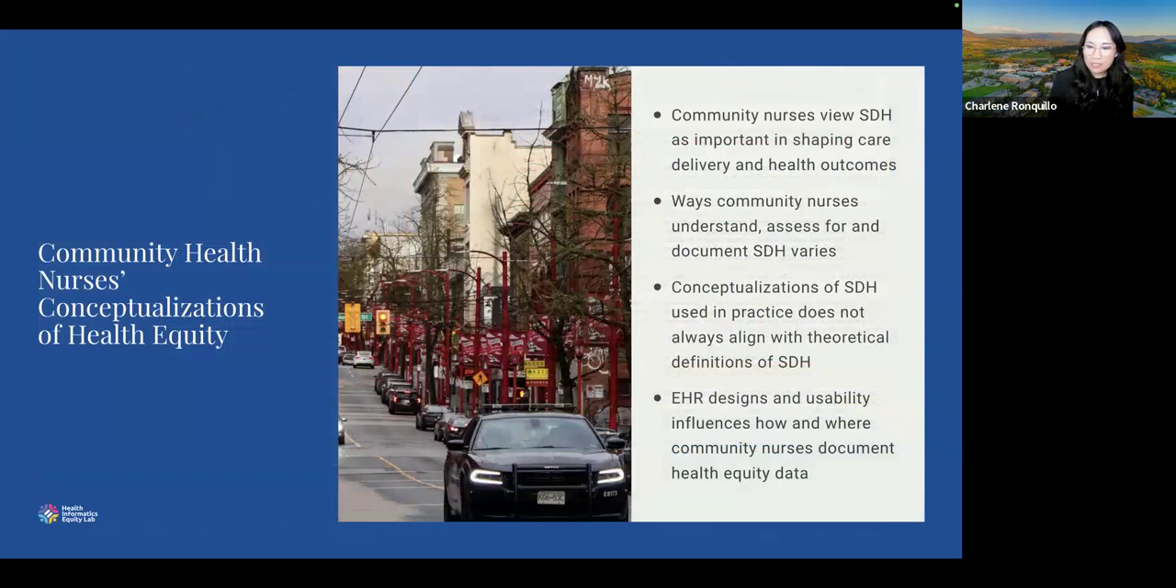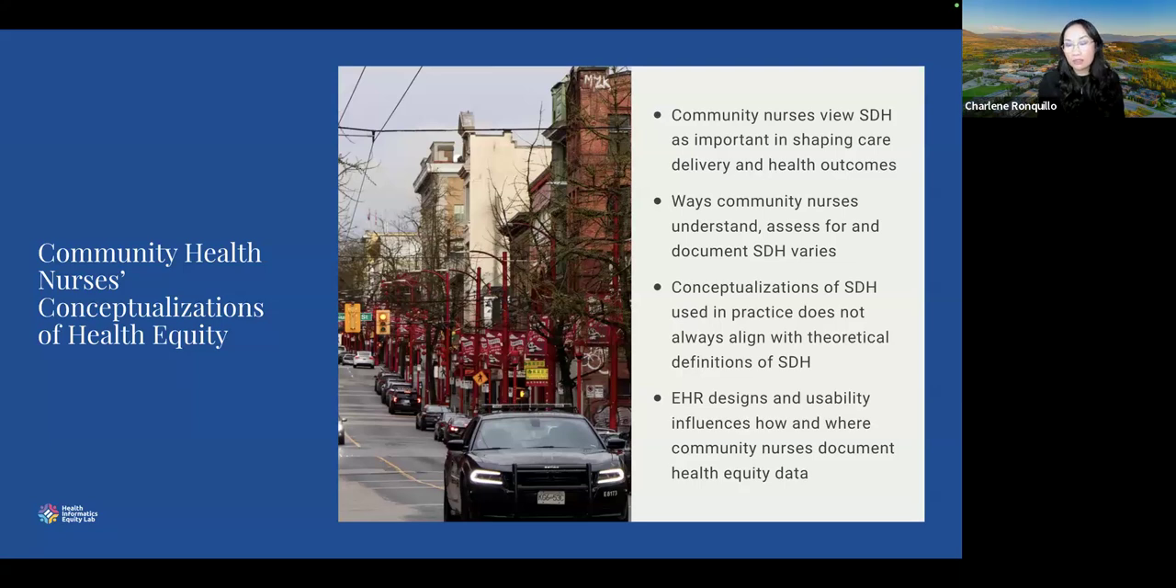And in order to understand that, and I promise this leads into the machine learning AI stuff a little bit later on, one of the first studies that we did was trying to understand how community nurses conceptualize health equity in practice. Anecdotally, we knew it wasn't just the textbook definitions, and this was what we confirmed in the interviews we had with community nurses.